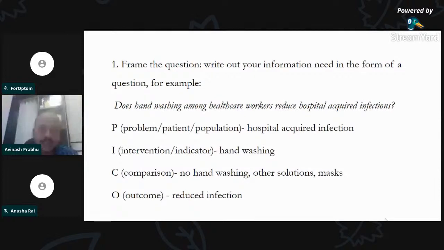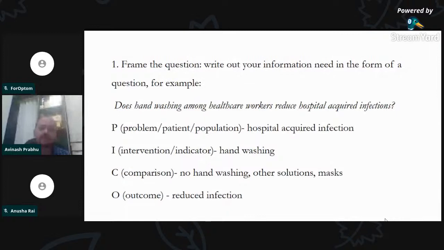Does hand washing among healthcare workers reduce hospital acquired infections? Here P is healthcare workers and hospital acquired infection, I is hand washing, C is no hand washing, or maybe other measures like masks, which is not put up over here, and O is reduced infection. So in this particular research question, C is not put up, right? The comparison group is not put up. Sometimes when you frame a research question, P is important, either I or C is important, and O is important. You may not get all of PICO in a research question, but you will get P and O, and either I or C, right?